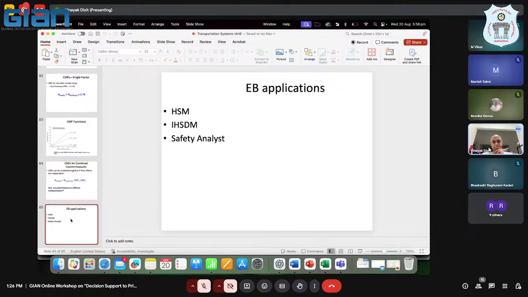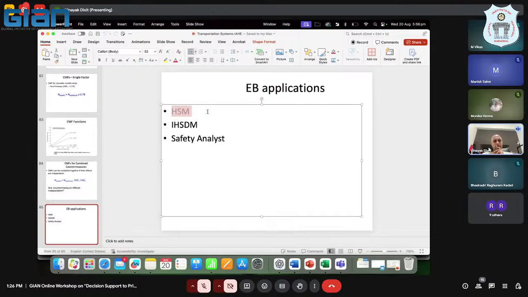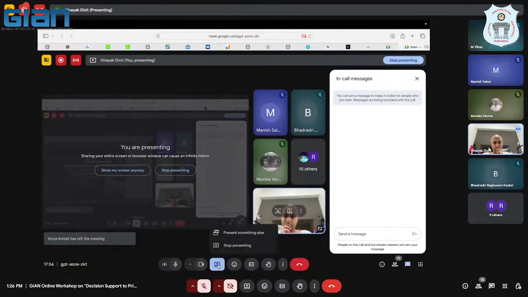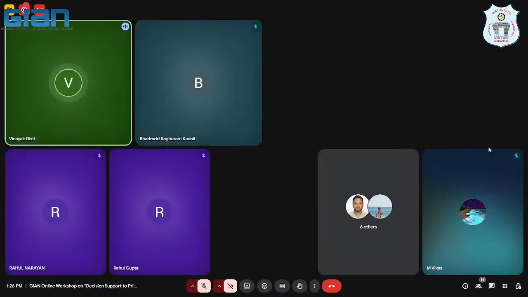All right. So there are a lot of tools you can use. The best one is the Highway Safety Manual. In fact, if any of you are doing research, we need a Highway Safety Manual for India. If somebody can come up with a Highway Safety Manual, like you have an HCM for India, we need a Highway Safety Manual for India. There are other tools as well, like SafetyAnalyst and IHSDM. With that, I can stop. That's all I had from this perspective. Any questions?